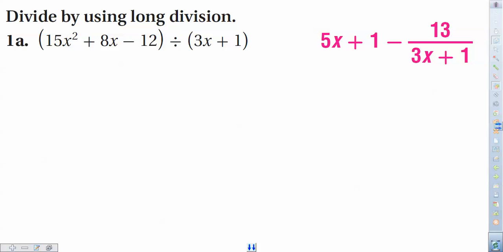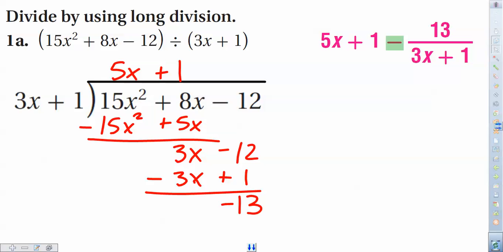Okay, welcome back. Here you can see the solution to 1a. So what do you think? One thing that jumps out at me here is that there's a minus sign in there. What do you suppose caused that to be a minus sign? Yeah, it was the fact that we had a negative remainder.